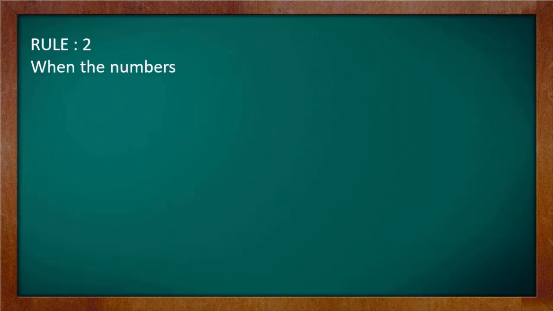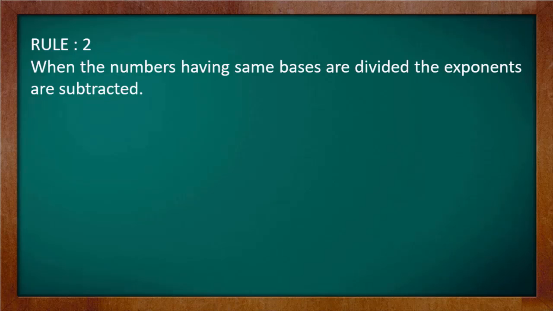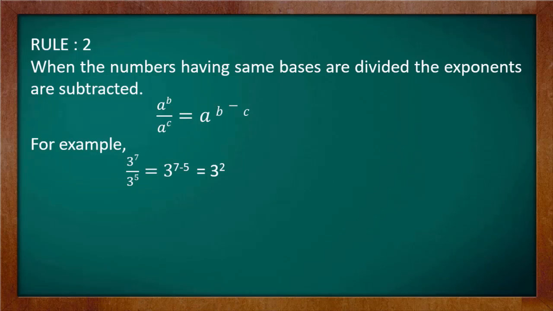Next rule is rule number 2. When we have the same bases but the bases are being divided, what happens to the powers? The exponents are subtracted. This is the general rule. For example, now the condition is the bases should be the same. So 3 is the same but 7 and 5, the powers, are different. It is not necessary, you can have the same power also. And what will be the answer? You will come to know at the end of the video. So 3 raised to 7 minus 5, it will be 3 raised to power of 2.